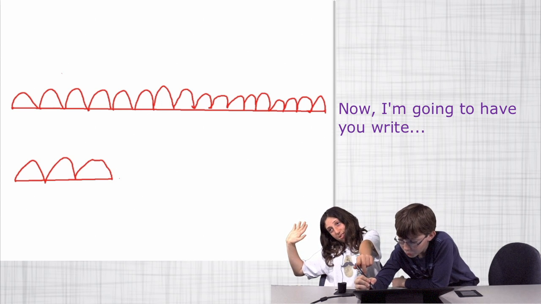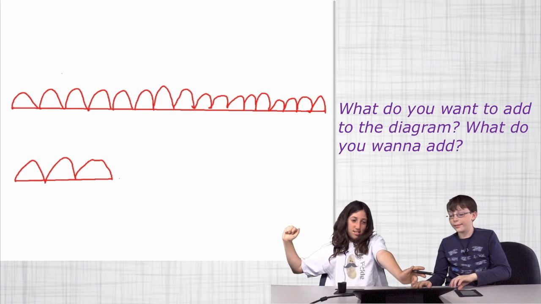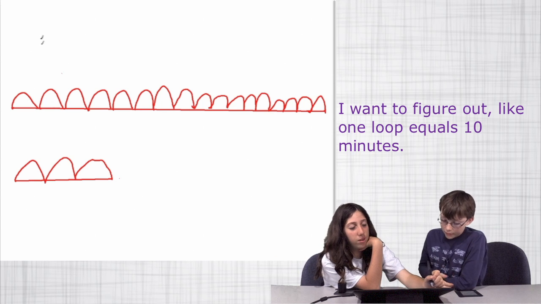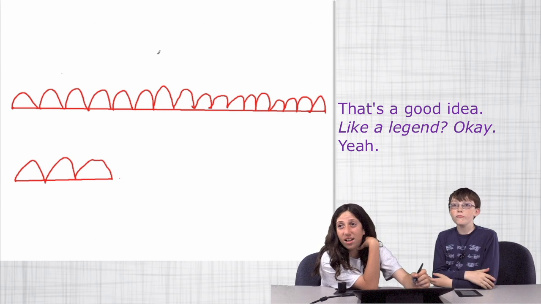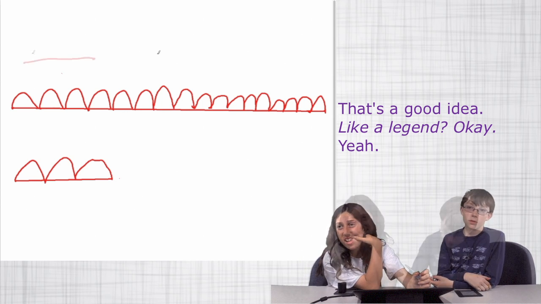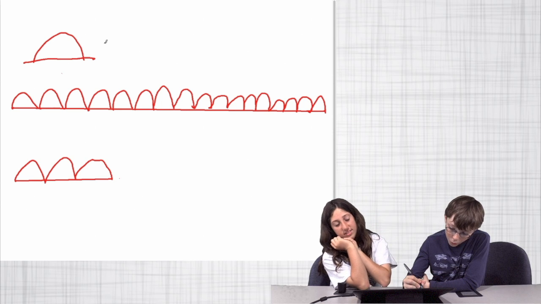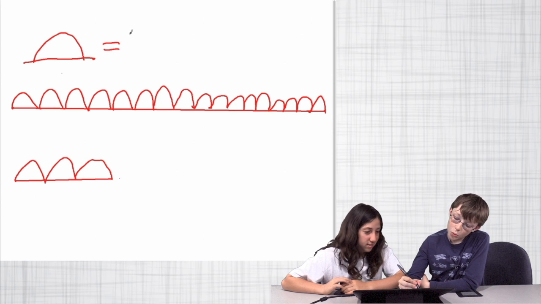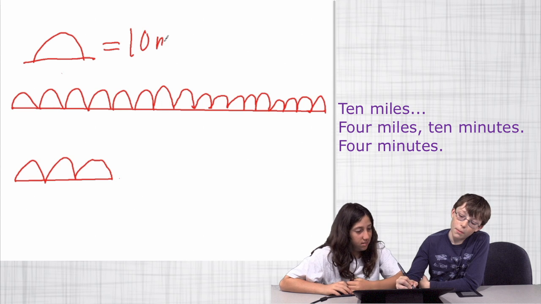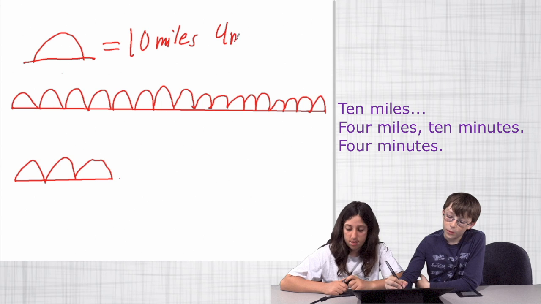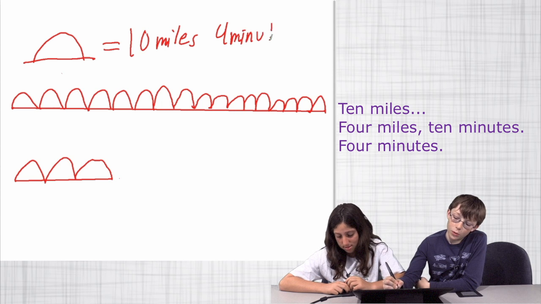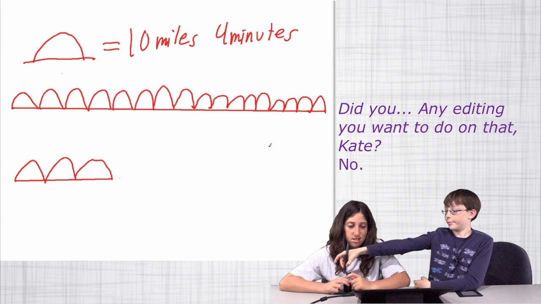Now I'm going to have you write. What do you want to add to the diagram? What if we do it like one loop equals 10 miles and 4 minutes? That's a good idea, like a loop legend. Okay. 10 miles, 4 minutes. Okay, any editing you want to do on that, Kate?